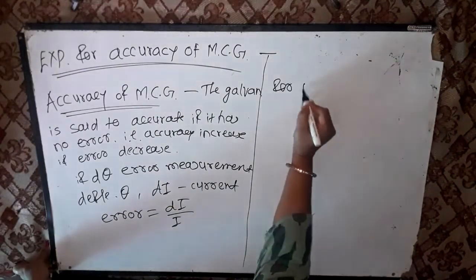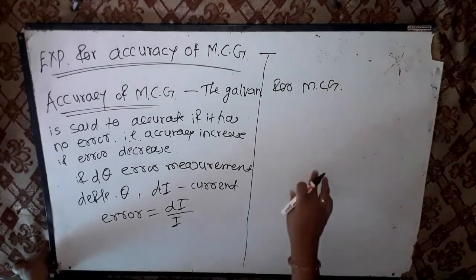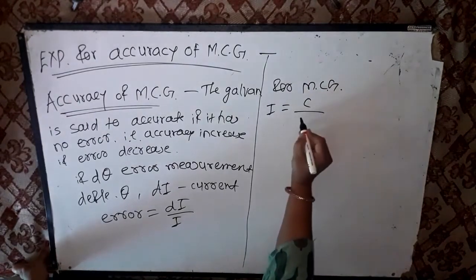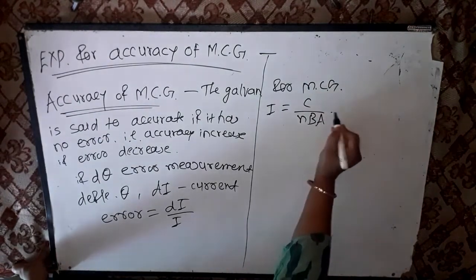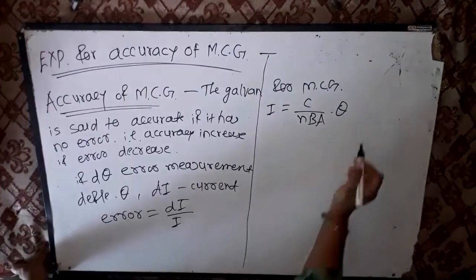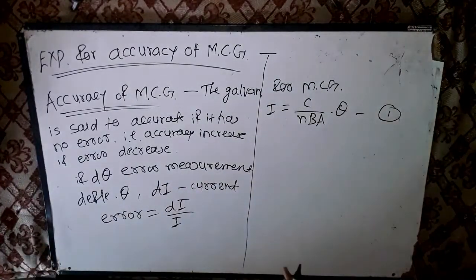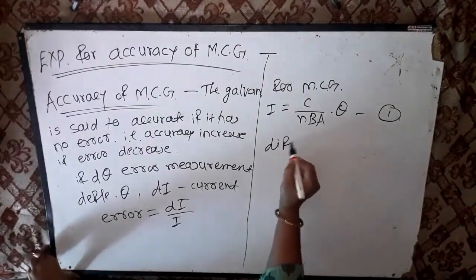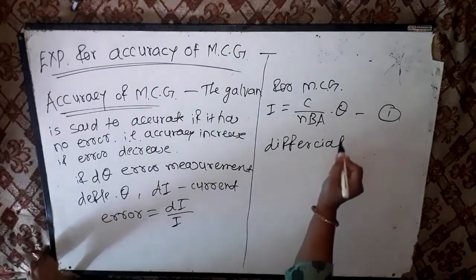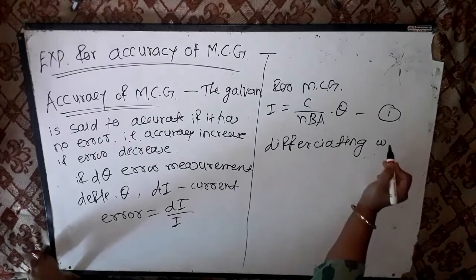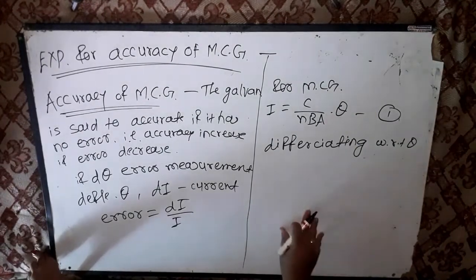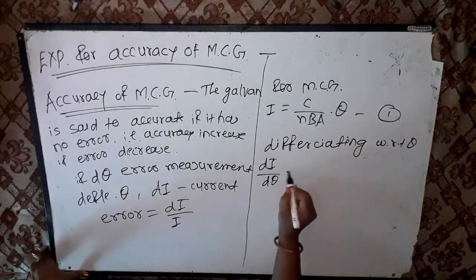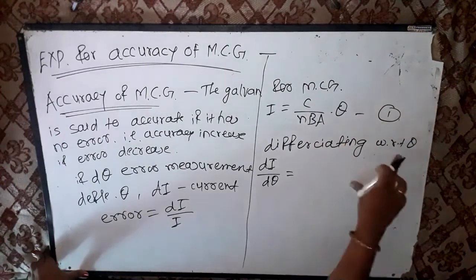For MCG, that is the moving coil galvanometers, you know the current is equal to C upon NBA into θ. Equation number 1. Differentiating this equation with respect to θ.